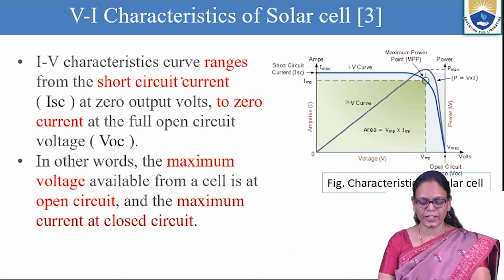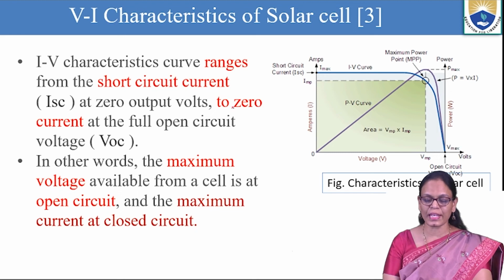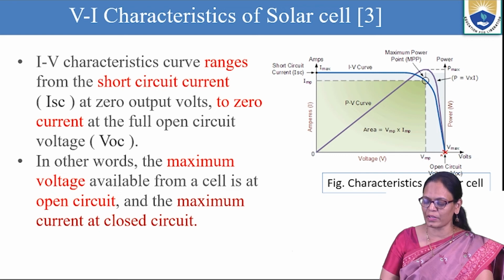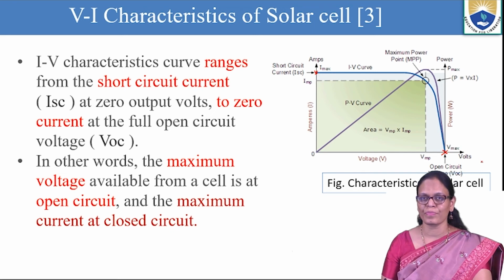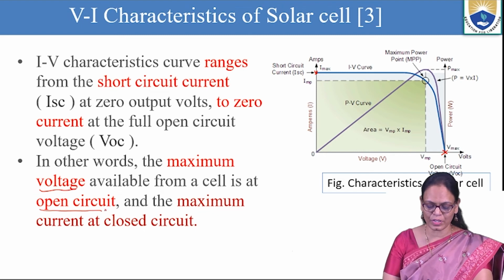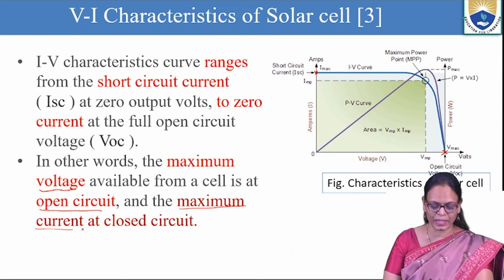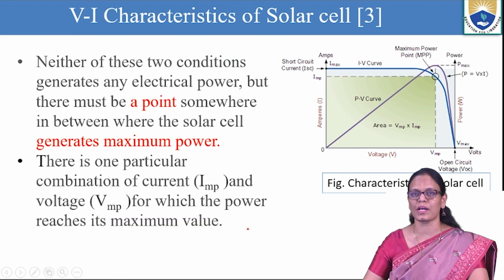Now, this IV characteristic curve ranges from short circuit current, that is ISC, at 0 output voltage, to 0 current at full open circuit voltage. So this is the open circuit voltage maximum, and this is the short circuit current. So it is ranging from here to here. The maximum voltage is available at the open circuit, and the maximum current is at the closed circuit. This is a very important point to remember for a solar cell.